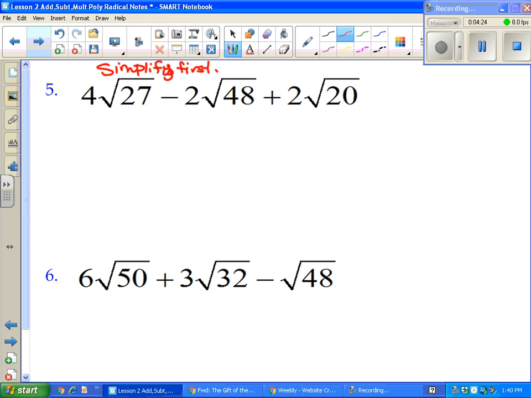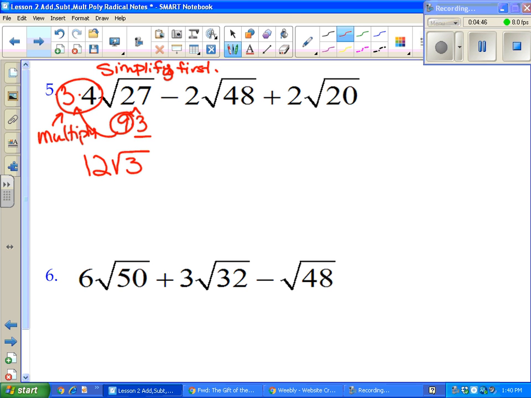All right. Now, I'm going to break down 27. Remember, we're looking for squares. Look for squares. So 9 is the biggest square times 3. If you take the square root of 9, it comes out as a 3. Don't forget to multiply out front. So when you multiply out front, you end up with 12. And what stays under the square root is a 3.